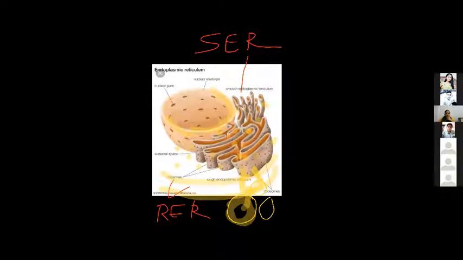Now we will get knowledge about the rough endoplasmic reticulum, which is also known as granular ER, because ribosomes are present here. Ribosomes attach to its membrane. Here the ribosomes are present, and it is attached with a protein named ribophorin protein.